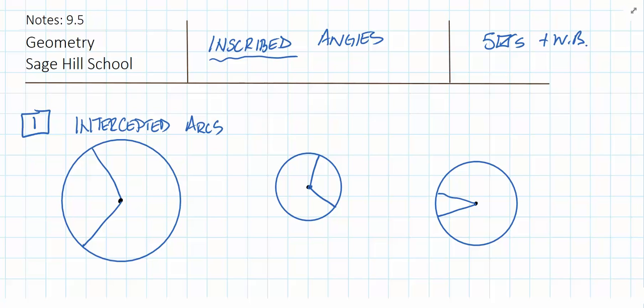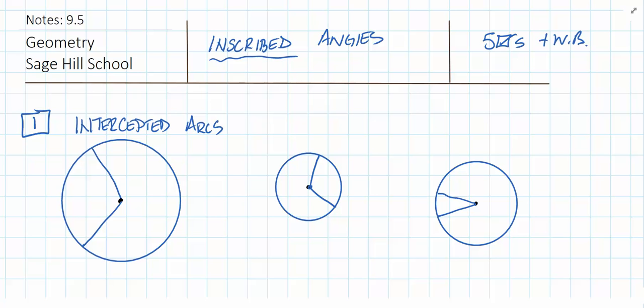We're going to talk about inscribed angles. The next one is intercepted arcs. Section 9.5 is all about inscribed angles. I have 3 pictures of an inscribed angle. The section's called angles, but for right now, for box 1, we're talking about inscribed arcs.